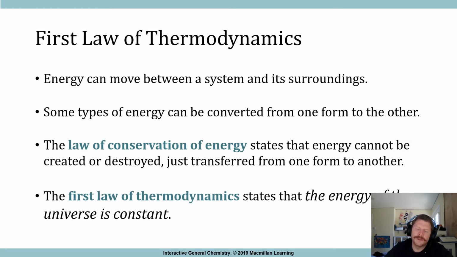The first law of thermodynamics basically states that energy can move between a system and its surroundings. Some types of energy can be converted from one form to another. The law of conservation of energy states that energy cannot be created or destroyed, sort of like the law of conservation of mass. It can just be transferred from one form to another.